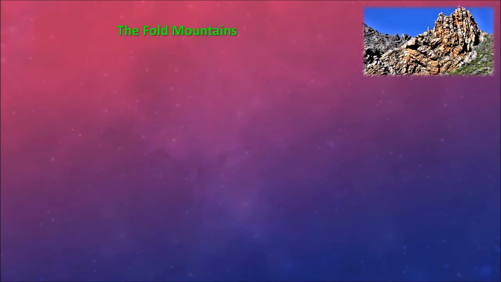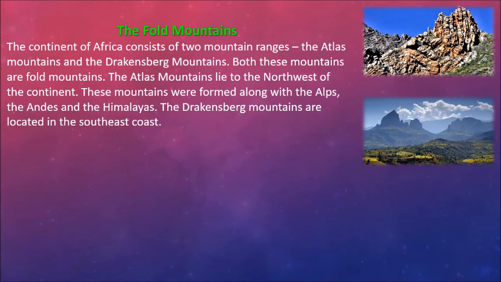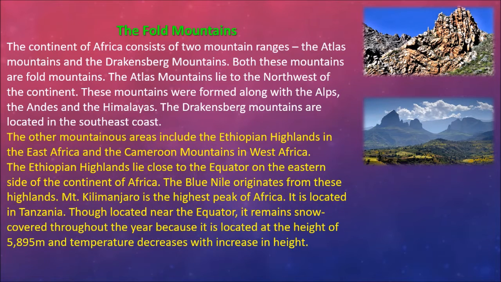First, the Fold Mountains. The continent of Africa consists of two mountain ranges, the Atlas Mountains and the Drakensberg Mountains. Both these mountains are fold mountains. The Atlas Mountains lie to the northwest of the continent. These mountains were formed along with the Alps, the Andes, and the Himalayas. The Drakensberg Mountains are located in the southeast coast.